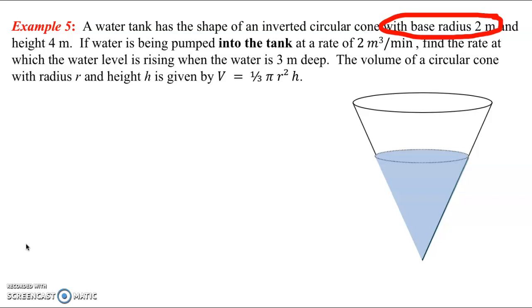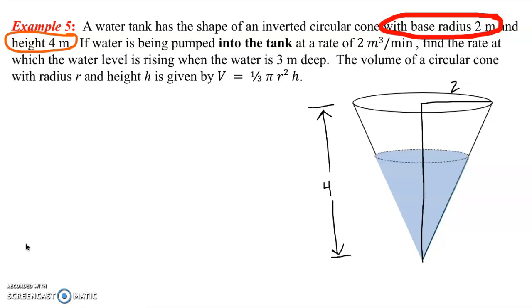First, it says we have a base radius of 2 meters and a height of 4 meters. So that is the actual cone. The cone itself has a base radius of 2 and a height of 4. Now I'm labeling these with numbers because the actual base of the cone and height of the cone do not change. That's the given tank shape, and that does not change. However, you can see that the shape of the water in the tank is changing, but the actual tank itself is not changing. So notice we're labeling those with numbers or constants.